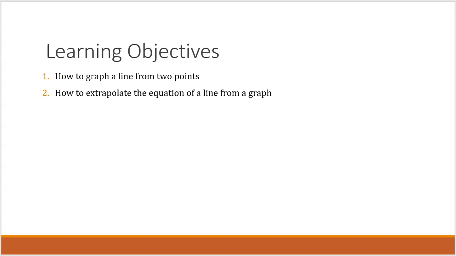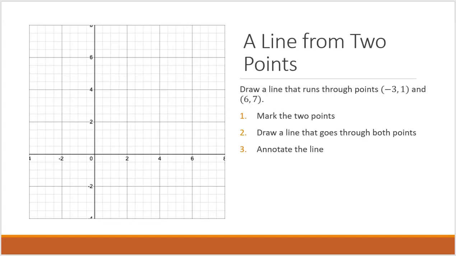Now the first learning objective we're going to look at is how to graph a line from 2 points. So consider we have 2 points on a Cartesian plane here, and we want to draw a line that runs through points -3, 1, so x equals -3, y equals 1, and 6, 7. Well, we're going to do this using 3 steps. The first step is we're going to mark the 2 points on the Cartesian plane.